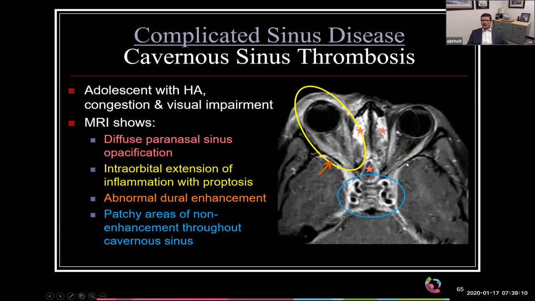You have bilateral abnormal dural enhancement extending into the cavernous sinus, which is expanded, and then multifocal areas of non-enhancement within the cavernous sinus. So this is a really characteristic example of the dreaded complication of cavernous sinus thrombosis that all began with paranasal sinus disease, then it had intraorbital and then intracranial spread.